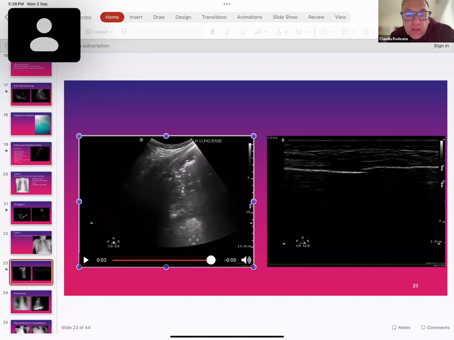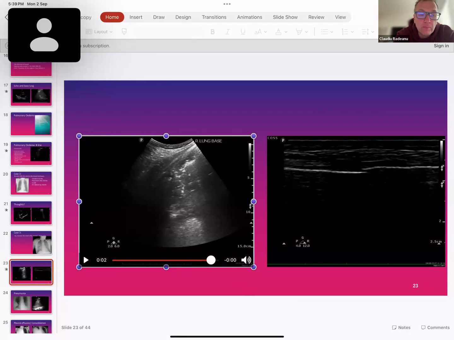So these reflections of the waves appear as very white structures. If they move with respiration, it points towards aspiration, towards pneumonia. So you have air in the bronchioli and in some of the alveoli.